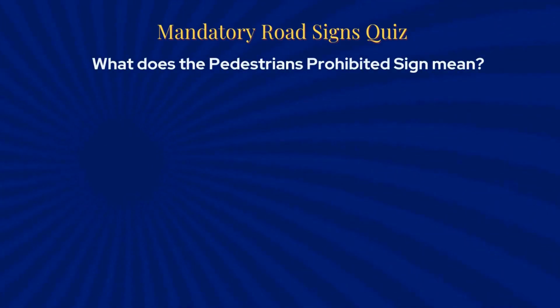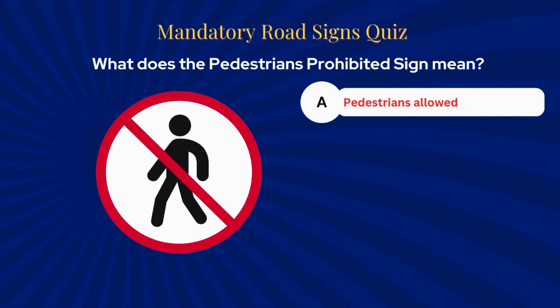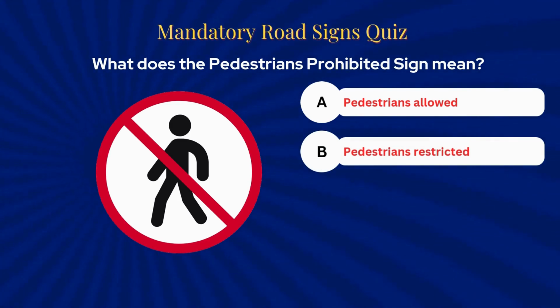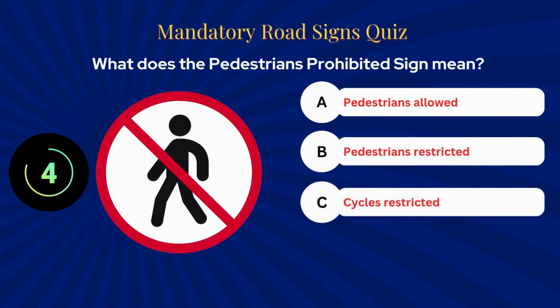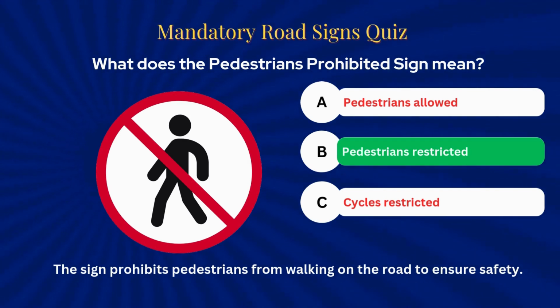What does the pedestrians prohibited sign mean? Options are pedestrians allowed, pedestrians restricted, and cycles restricted. Answer is pedestrians restricted. The sign prohibits pedestrians from walking on the road to ensure safety.